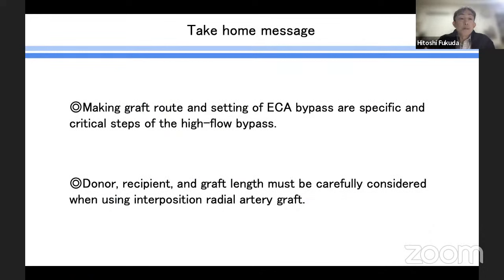In summary, making graft route and setting of ECA bypass are specific and critical steps of the high flow bypass. Donor, recipient, and graft length must be carefully considered when using interposition radial artery graft. Thank you for your attention.